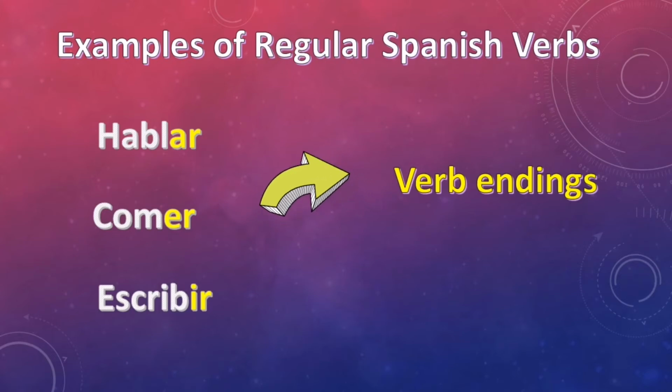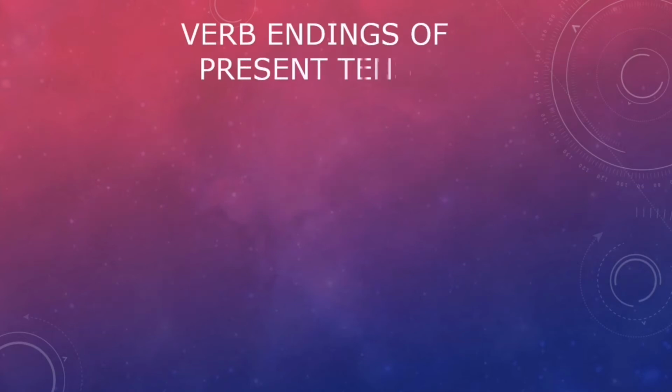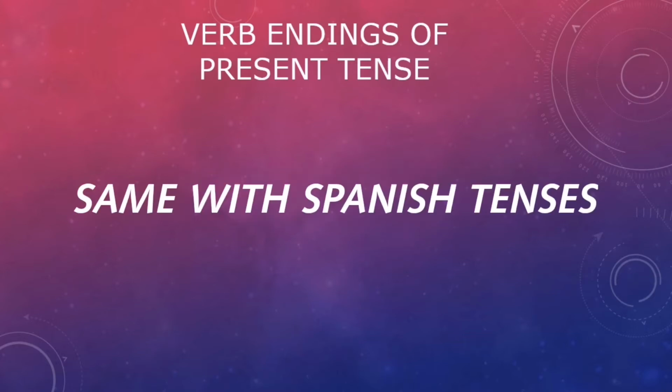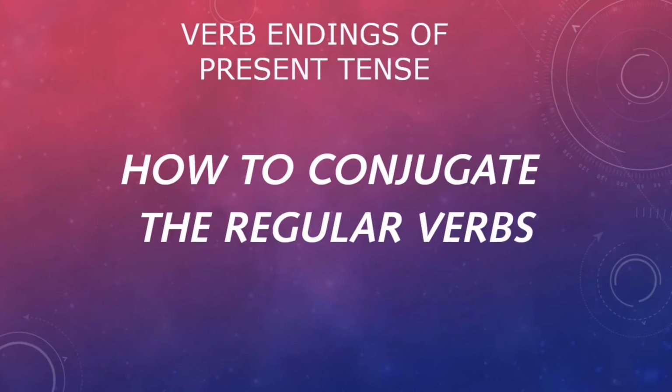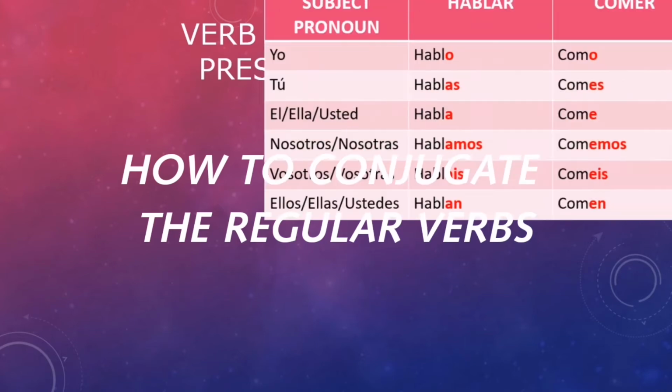Those that are colored in yellow are called verb endings. Alright? Remember that, guys, because we're gonna use that in the next slide. We will focus only on the verb endings of the present tense. In English, we also have present tense, past tense, future tense, and so on and so forth. It is the same with the Spanish tenses. But for now, let's just focus on the present tense because our main goal is to teach you how to conjugate the regular verbs into present tense.